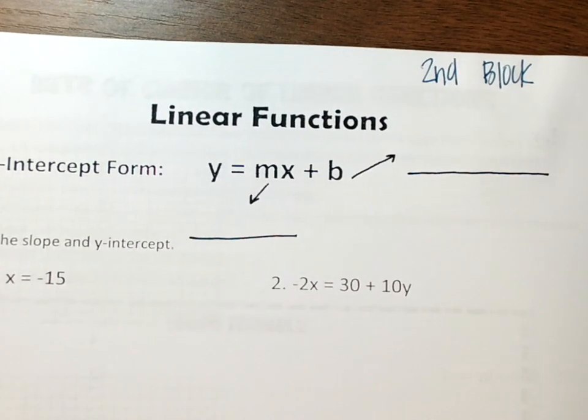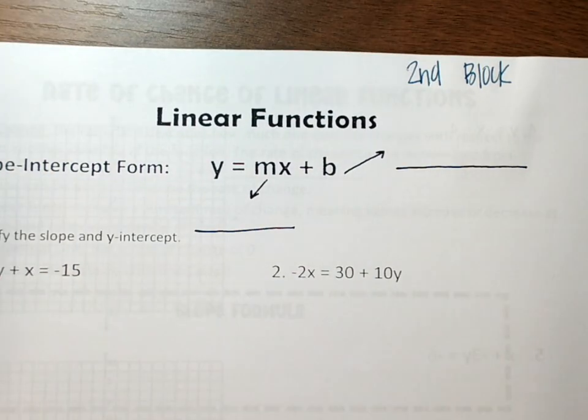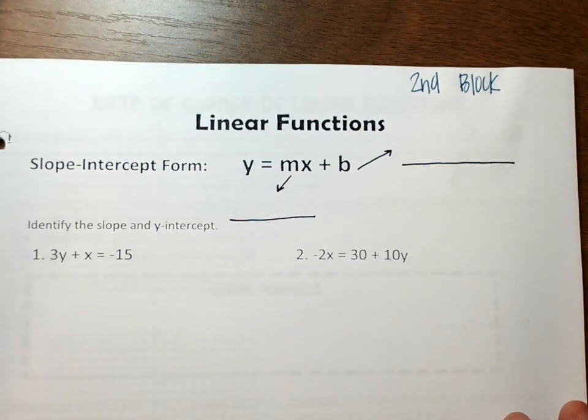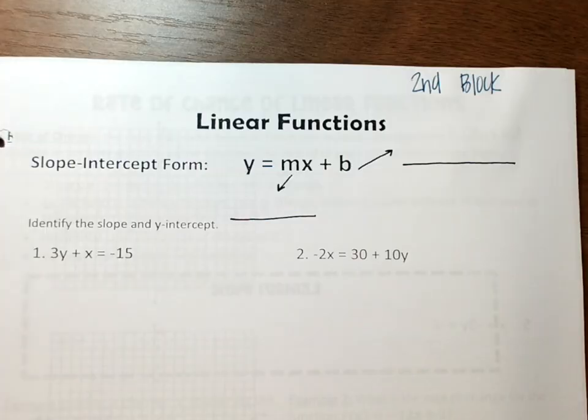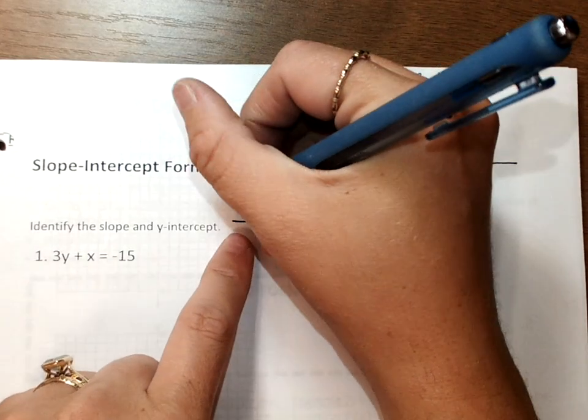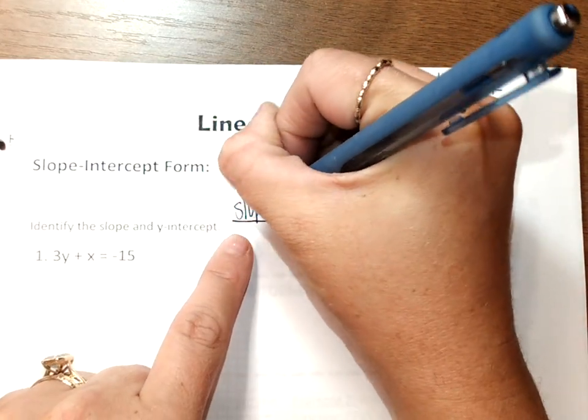Okay. Alright, so this should just be a little refresher, at least for the first part, okay? When we're looking at slope-intercept form, does anybody remember what the M stands for? Slope. Okay, so let's fill that in. So M stands for slope.